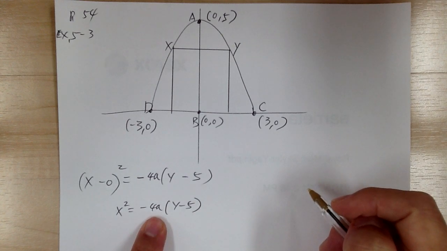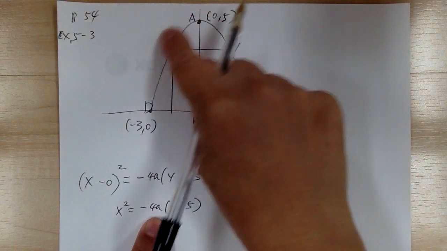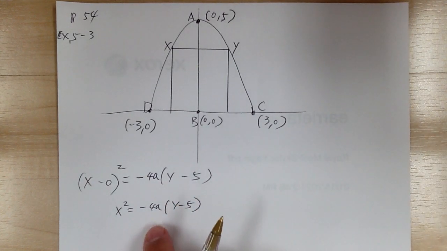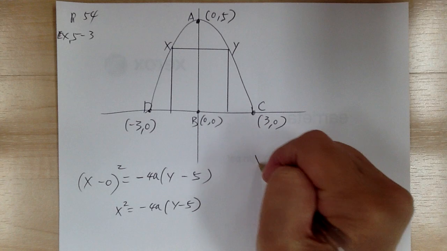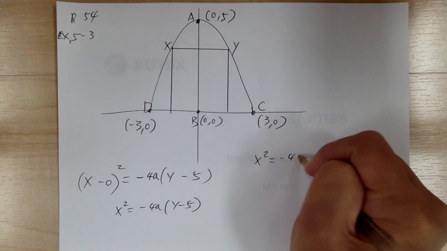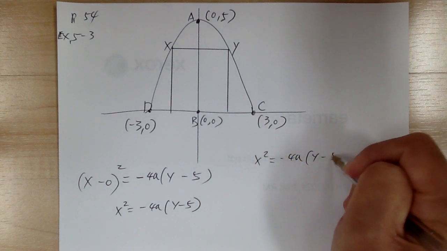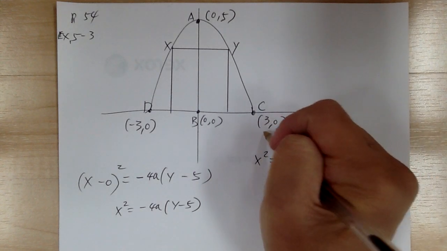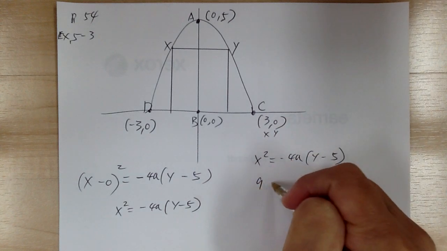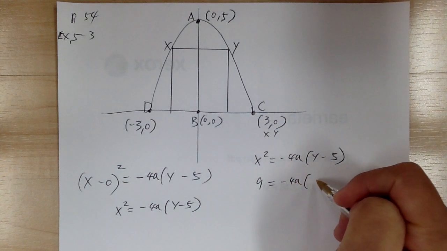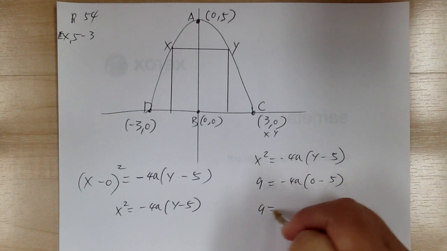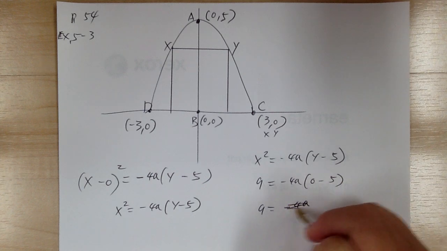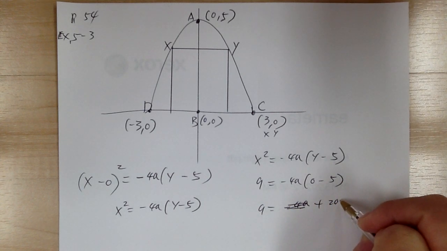Now to figure out what a is, you can substitute one of the points on the curve. So let's substitute this into here, but we're going to do it off to the side so we don't mess up the major step. So x squared equal to negative 4a times y minus 5. Substitute the 3, 0 in here, so that's your x, y. So it'd be 9 equal to negative 4a times 0 minus 5.